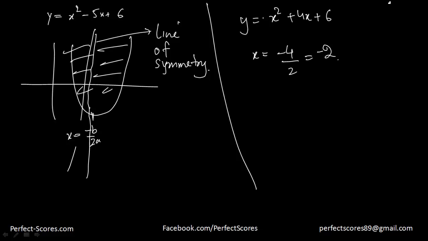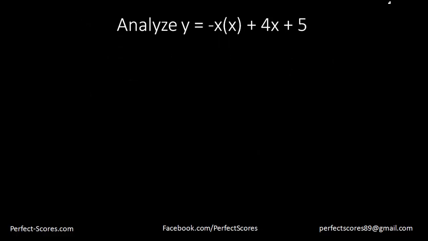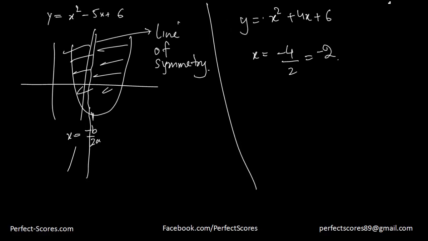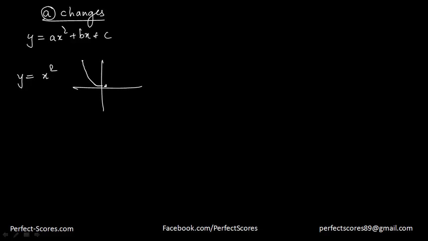Now, the next thing is about these parabolic functions: the value of a. What happens if the value of a changes? So if I have a quadratic function, let's suppose y is equal to ax square plus bx plus c. Let's take a simple example. How does y is equal to x square look like? Y is equal to x square looks like this.